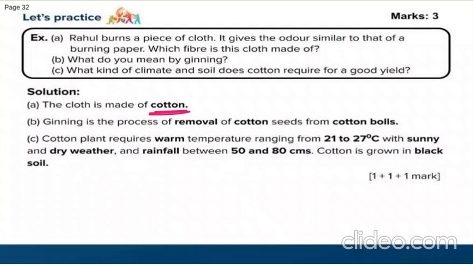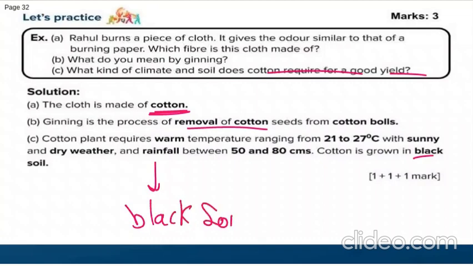Now, what is meant by ginning? Ginning is the removal of cotton seeds from cotton balls. The cotton balls which are there, we remove the seeds from them by the process of ginning. Next, the cotton plant needs warm temperature. What kind of climate and soil does cotton require for good yield? To get a good yield, you have to grow it in black soil. It will grow properly only in black soil. Then we need a warm temperature from 21 to 27 degrees, rainfall of 50 to 80 centimeters, and sunny and dry weather.